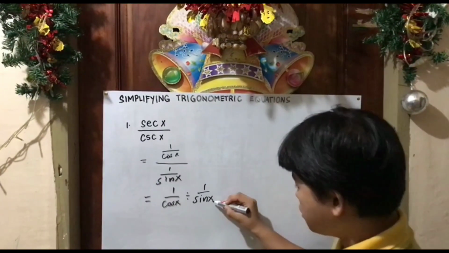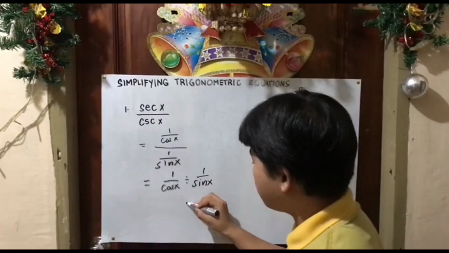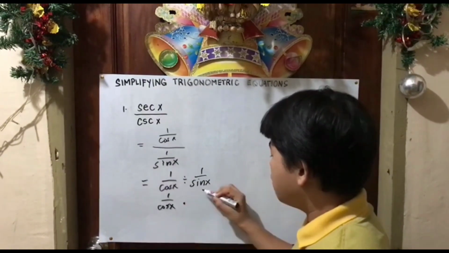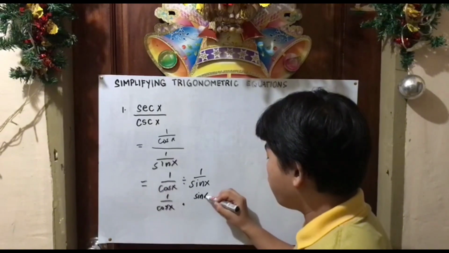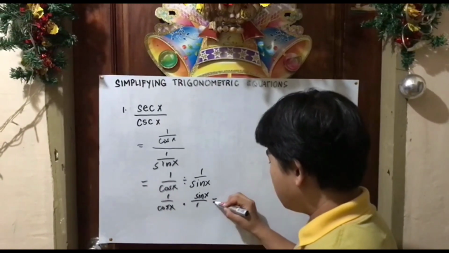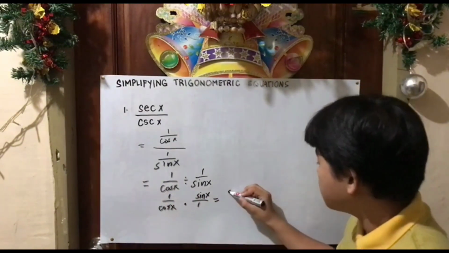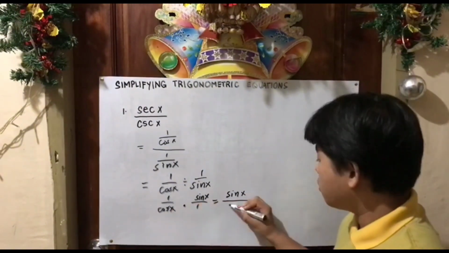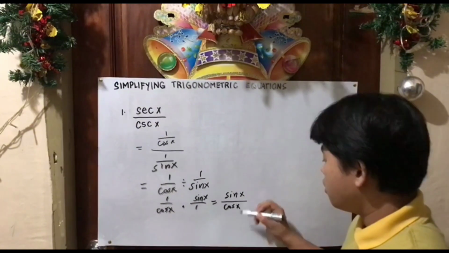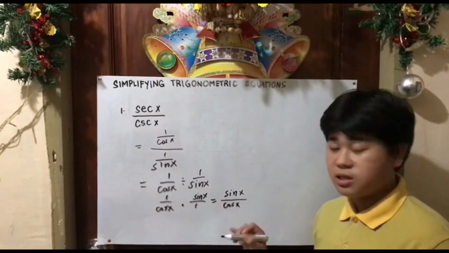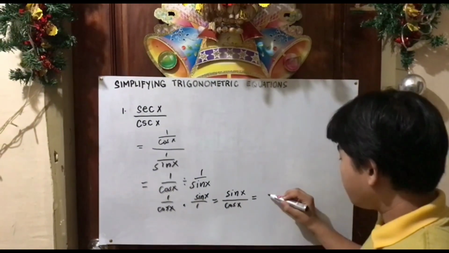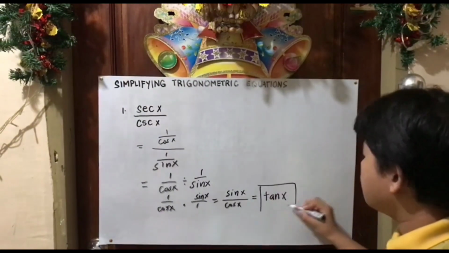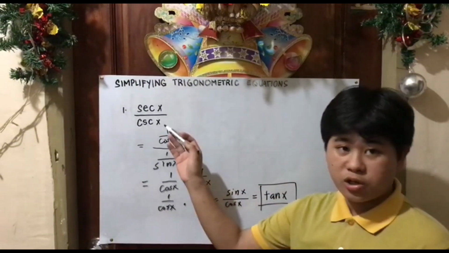So we use the reciprocal form to make it a multiplication: 1 over cosine x times sine x over 1. So 1 times sine x is equal to sine x. And cosine x times 1 is equal to cosine x. So sine x over cosine x is equivalent to tangent x. So this is the simplest form for this equation.